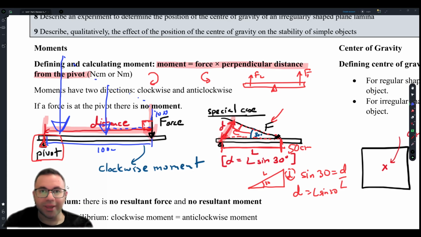So if I ask you, hey, where should I push the object with the least effort? As far away as possible from the pivot. The best position is the furthest point away possible from the pivot. Okay?